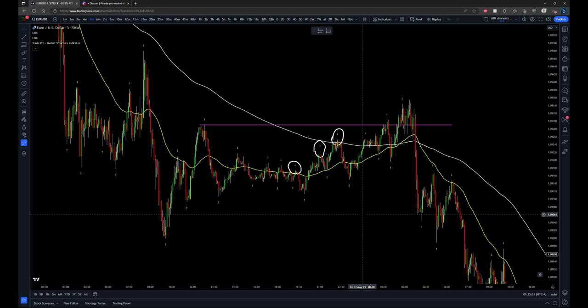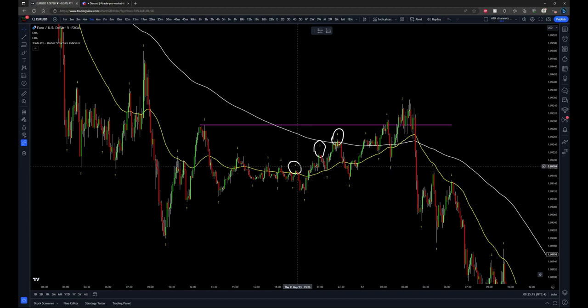So more of a complex setup where you actually wouldn't want to take this 3-peak setup right here. And the reason for that is that it's inside of a larger pullback. So what we're trying to do with this strategy is stop hunt and enter where other people are getting stopped out before the trend continues in the overall trend's favor without those people who got stopped out. So we're taking advantage of stop hunt.